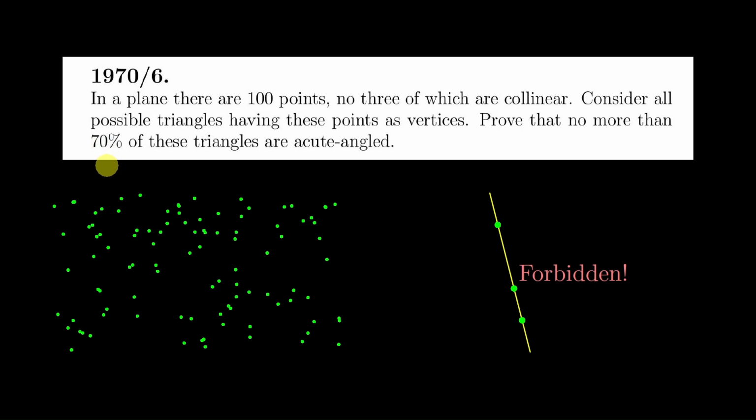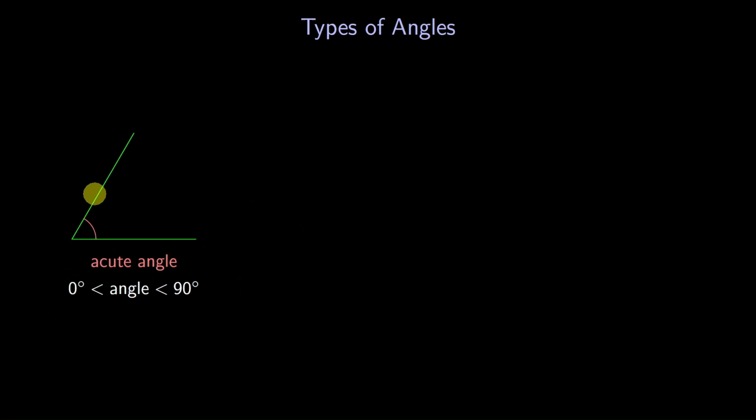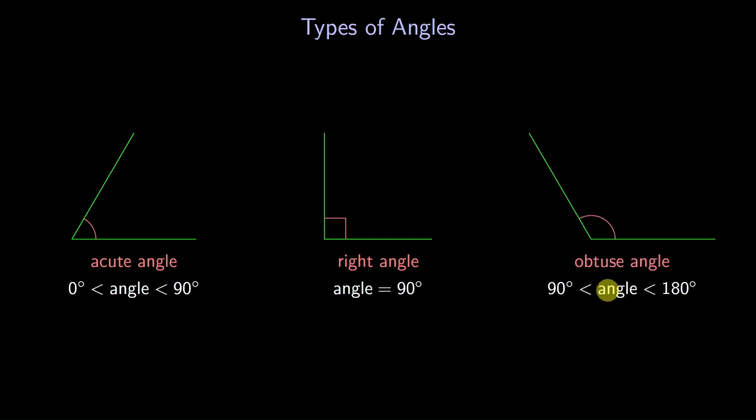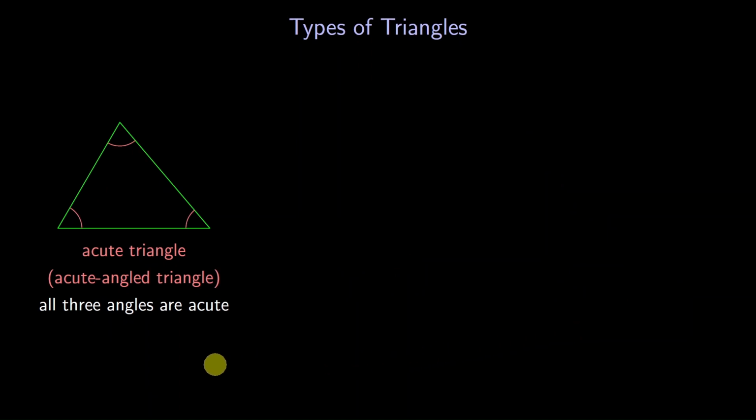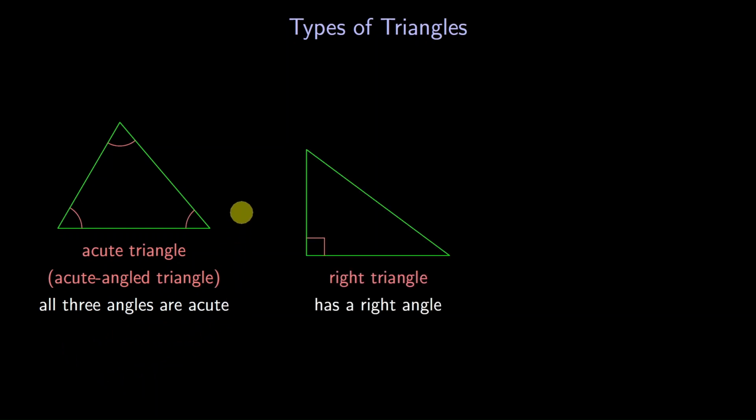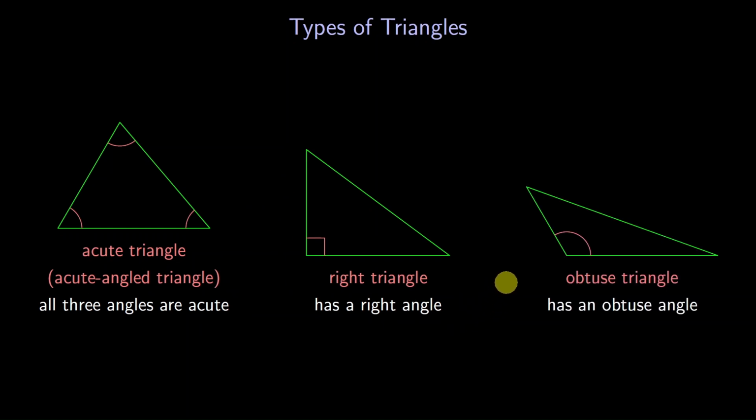First, just a quick reminder on terminology. An acute angle has less than 90 degrees, a right angle has exactly 90 degrees, and an obtuse angle has more than 90 degrees. We'll apply these same names to triangles. A triangle is acute or acute angled if all 3 of its angles are acute. A right triangle has a right angle, and an obtuse triangle has an obtuse angle. In other words, the type of a triangle is the same type as its biggest angle.